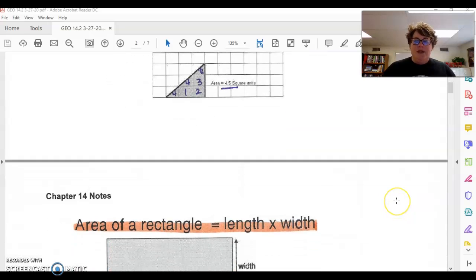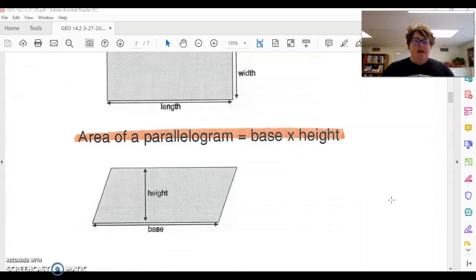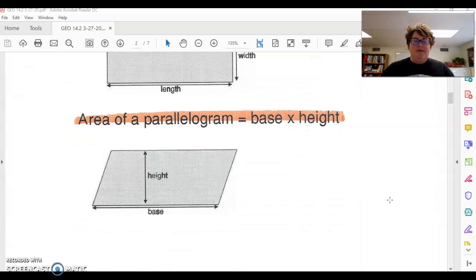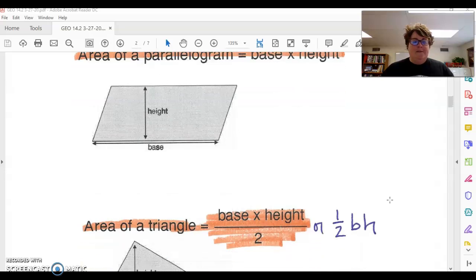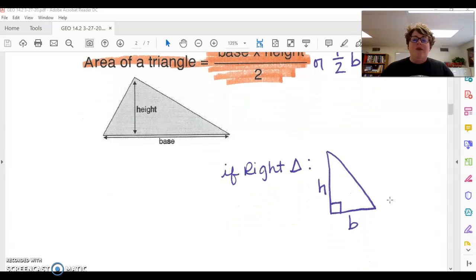So going through the formulas, rectangle, length times width, area of a parallelogram is base times height. A triangle, so you have base times height over 2, or we're used to seeing it as 1/2 base times height. Okay, perfectly fine. If you have a right triangle, your height is the up and down, and then you have your base. So if you have a right triangle, that is considered your height.